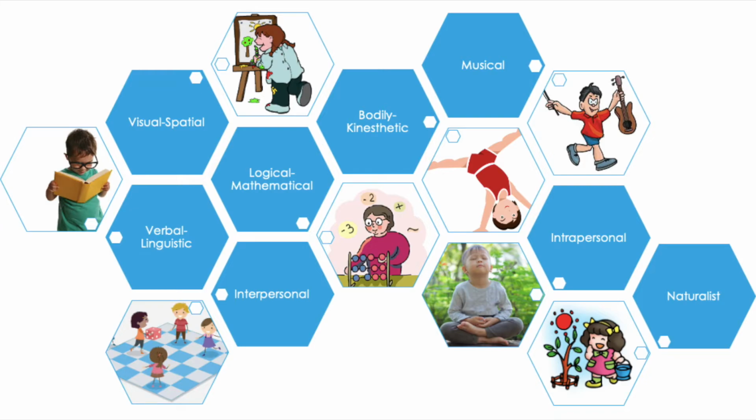Musical intelligence refers to those who have a good ear for rhythm and composition. Intrapersonal intelligence comes from those who are looking inward at themselves. Interpersonal intelligence thrives at social interactions with others, and naturalistic intelligence has an appreciation for how nature works.